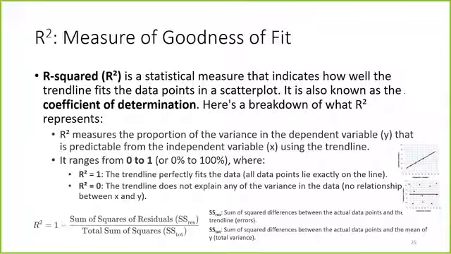So R square measures the proportion of the variance of the dependent variable y that is predictable from the variable x using this trend line. So it ranges usually from 0% to 100%. If R square is 1 or 100%, it means that the trend line fits perfectly with the data, just like in this small picture here. You can see that you have a straight line here with all the data points on your line, so it fits nicely.